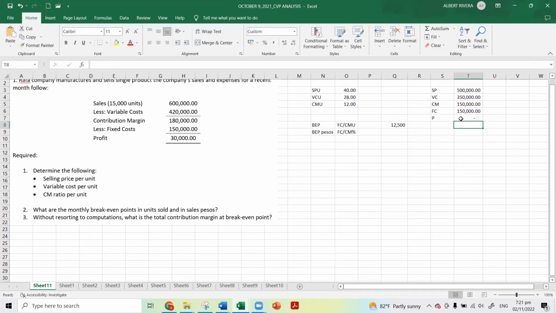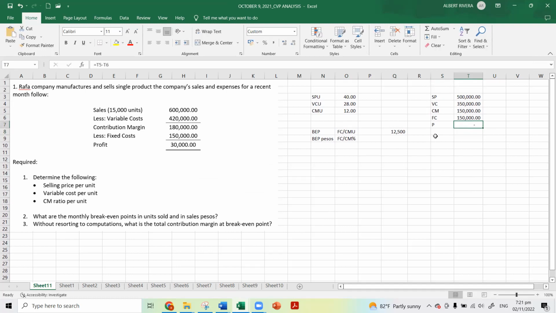And any volume that is being sold after the break-even point will give you profit. Any level of sales that is below the break-even point will provide you a net loss. Okay, so the answer here, the monthly break-even point in units, is 12,500. So what is now the break-even point in pesos? This is actually the break-even point in units times the selling price.